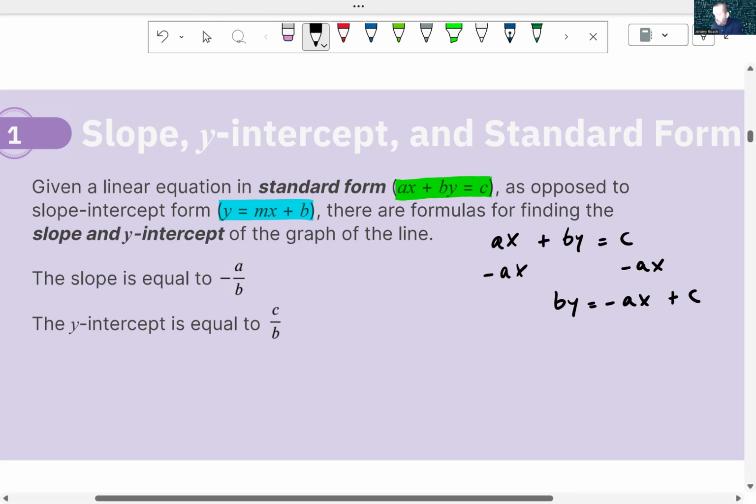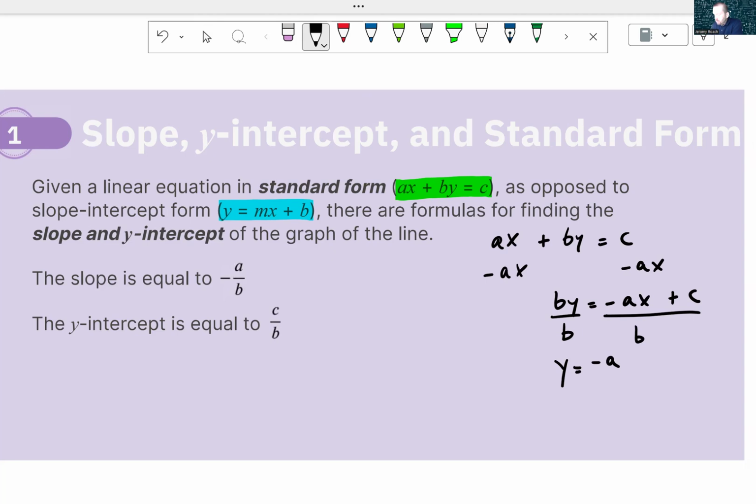So we want to solve for 1y, so we're going to divide by b, and we get y equals negative a over b x plus c over b. Because there's a plus here, we divide both of these by b, the a divided by b and the c divided by b. So now it says the slope is equal to negative a over b. This is our slope. It's the number next to the x. And that's the same thing as m right there. So that's how we find our slope algebraically with standard form.